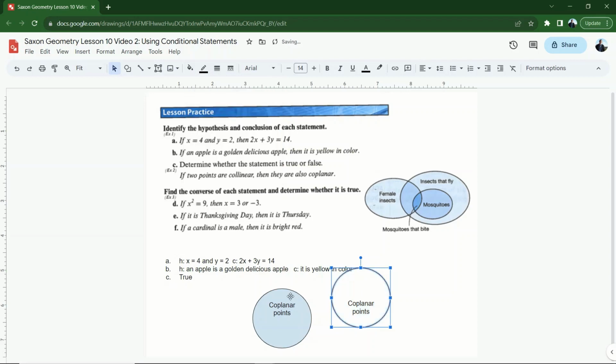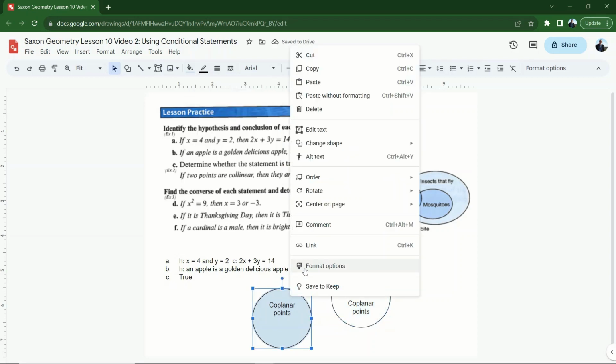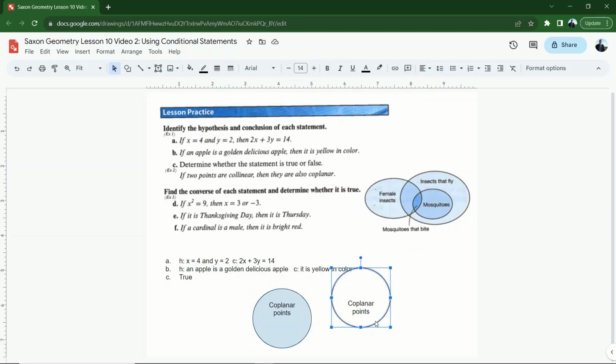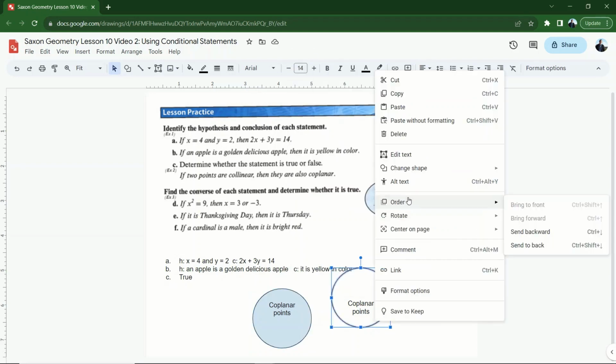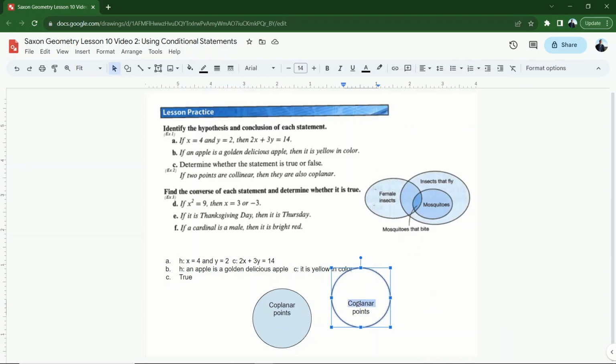All right, and let's send this one. Actually, I'm going to bring this one to the front so I know that it's in front of the other. Oh, I don't have to because it is in front automatically.